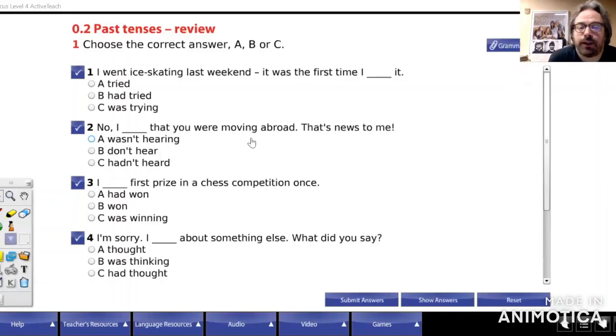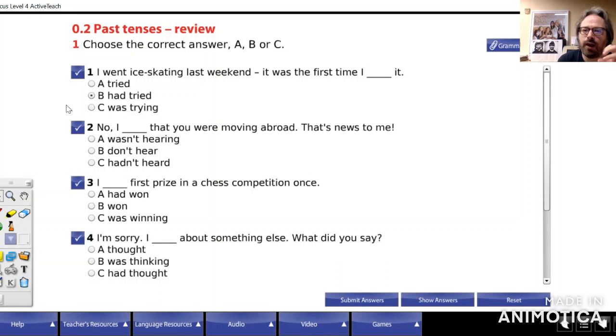So have you done that? 6 sentences. Did you do them? I went ice skating last weekend. It was the first time. Which one did you have? Tried or had tried or was trying? The answer here is I had tried.